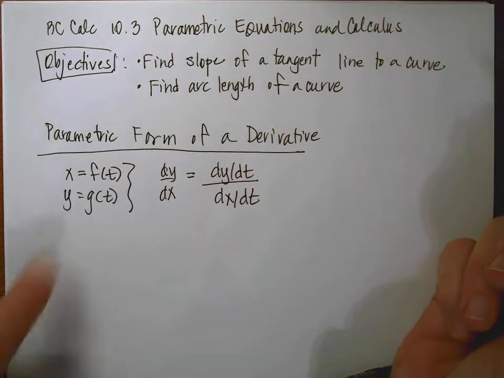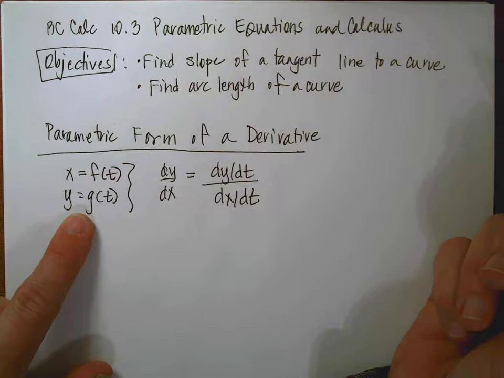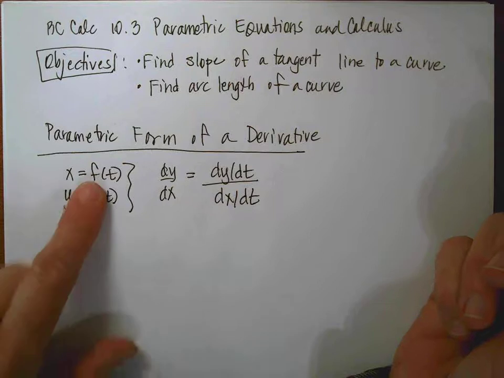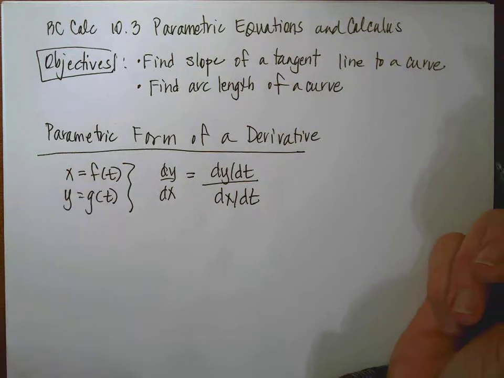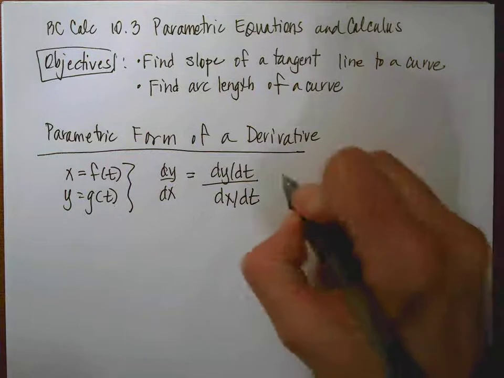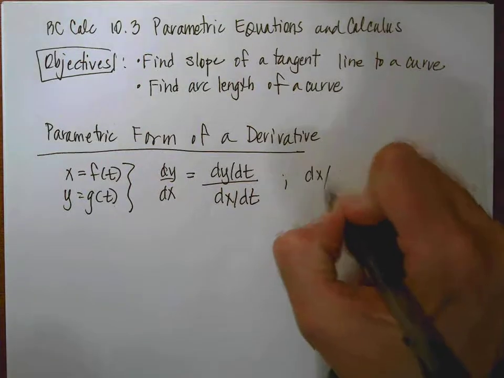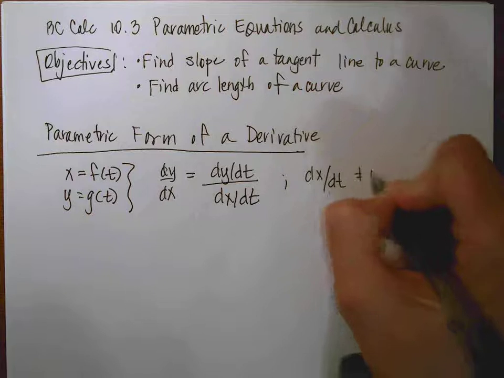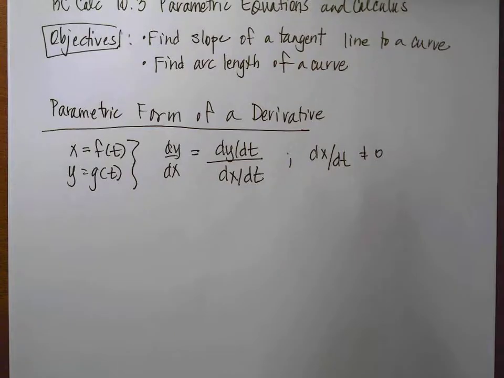And basically that just means I'm going to take the derivative of my y parametric, and I'm going to take the derivative of my x parametric, clean it up, and we do have to make note that dx/dt can't equal 0 because then the world would explode.